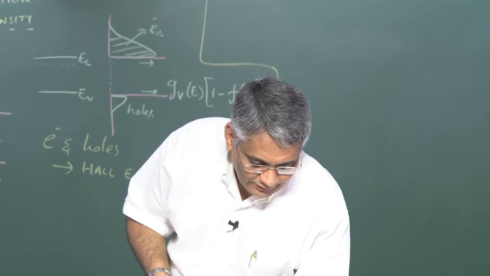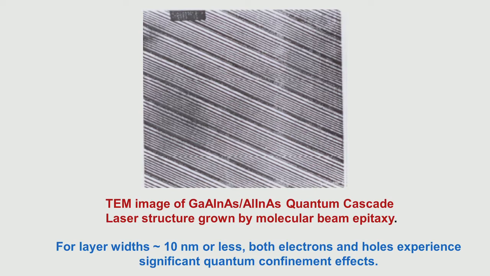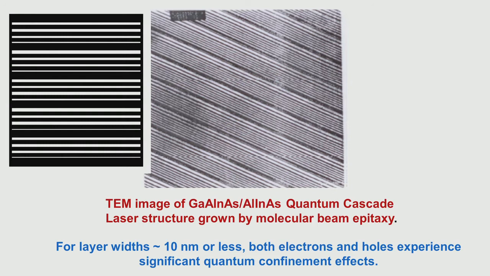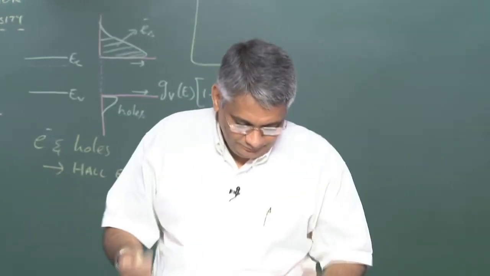Okay. So what's the idea of creating such structures? See, that's again a magnified image of this transmission electron microscopy. See, it's not easy to create such layers. You have a number of these alternating layers, right, with extremely small thickness. A sketch of these layers is shown here. So this is the actual transmission electron microscopy image of gallium aluminum indium arsenide and aluminum indium arsenide quantum cascade laser structures grown by a very sophisticated technique called molecular beam epitaxy. Okay.